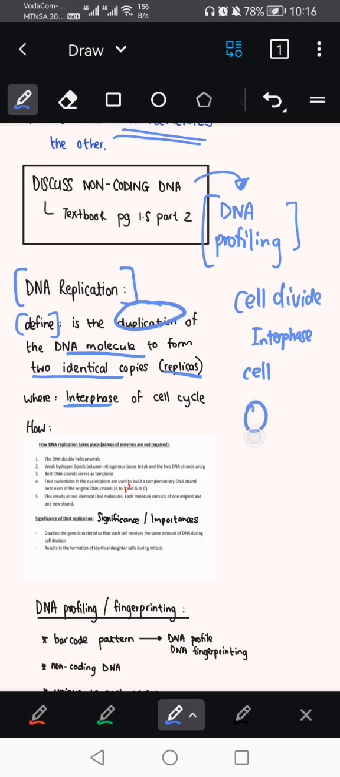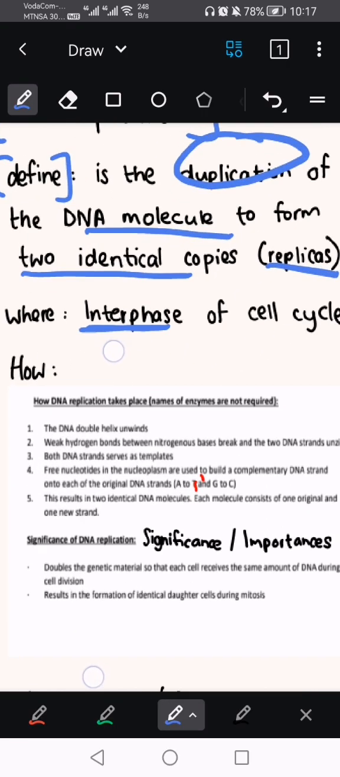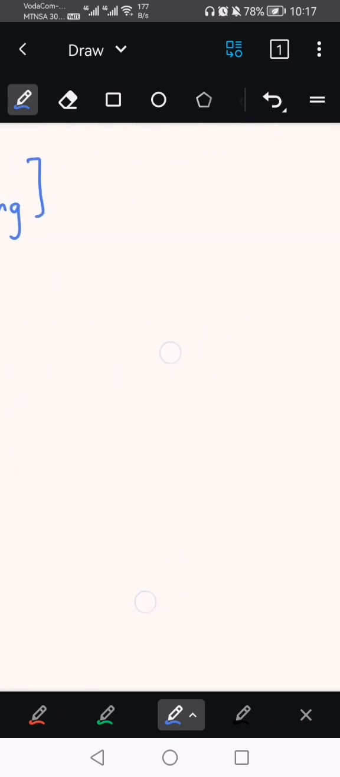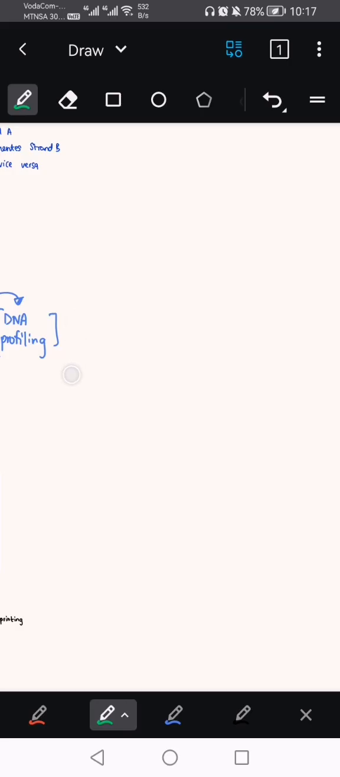The cell will divide into two, then the cell will replicate itself, and then it will go on and divide. So that is why replication must take place. And how does replication take place? Please go and look at any past paper where they ask you to describe DNA replication. I'm going to come back to all these words, but I'm first going to show you the diagrammatic representation.